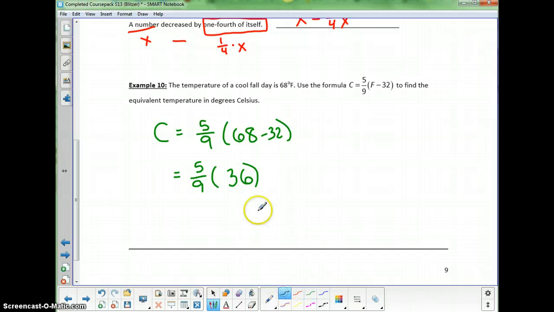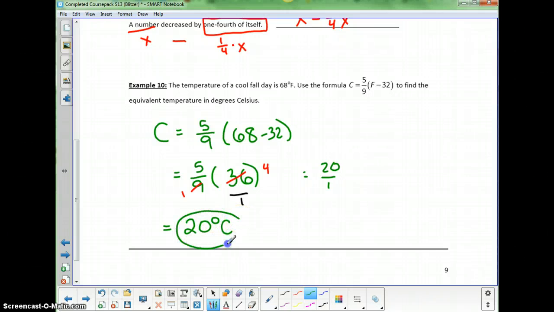So 5/9 times 36, I can imagine that being 36 over 1. 9 goes into 9 once. 9 goes into 36 4 times. So when I simplify, that'll be 4 times 5 is 20 over 1. I don't need to write the over 1, because 20 over 1 is better written as just 20. It's more reduced. So the answer is 20 degrees Celsius. So 68 degrees Fahrenheit is 20 degrees in Celsius. That's the end of the section.